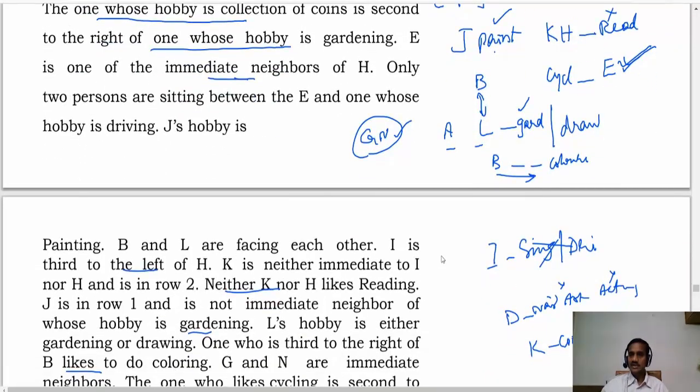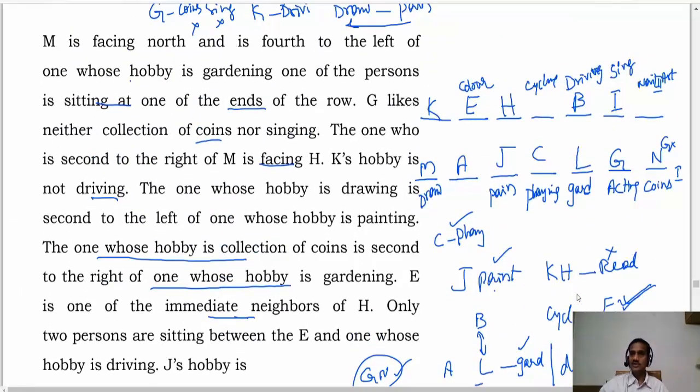F and D. D is not nail art. As D is not nail art, D cannot be here, D is here. If D comes here, F is here. Then we have the 3 professions remaining. K is not driving, he said.